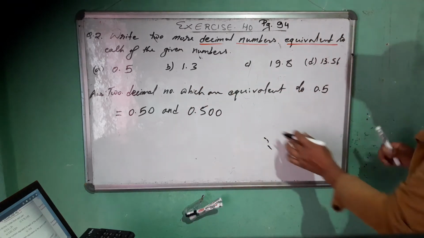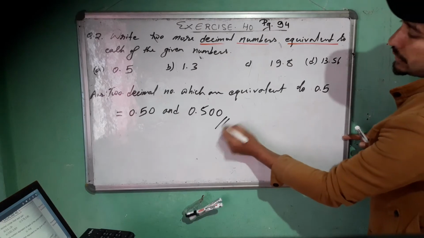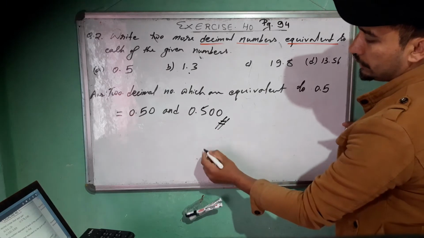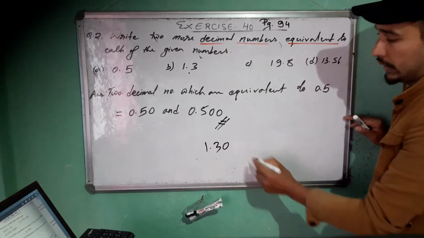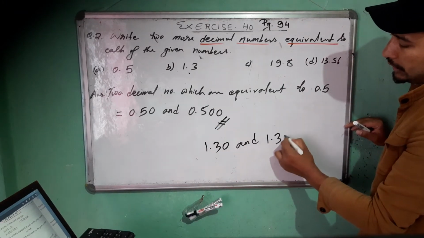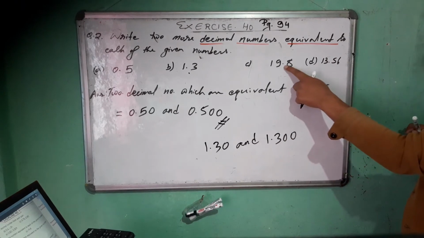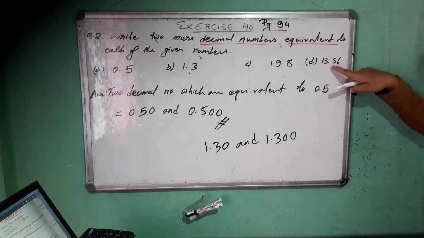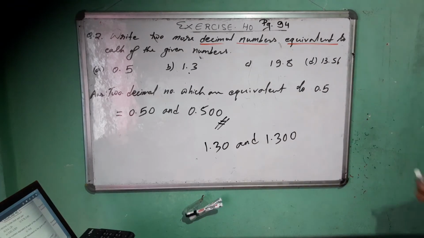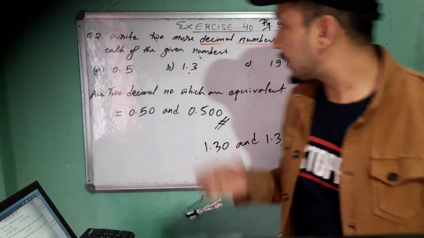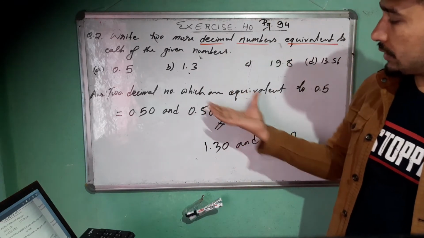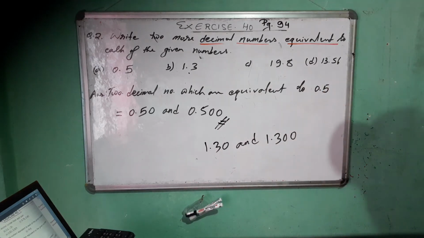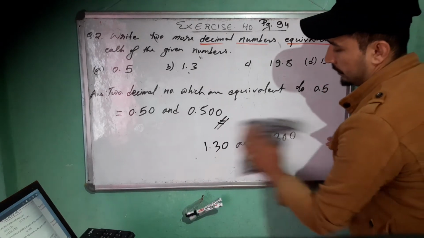Okay, so two decimal numbers are this, which are equivalent to 0.5. For this it will be number B, it will be 1.30, you have to add 0 only. Okay, and 1.300. For this also 19.80 and 19.800, and this 13.56 also you do it on your own. Okay, so you have to write decimal number equivalent to given numbers. So it is very simple. You keep on adding zeros towards the right end of given decimal number.